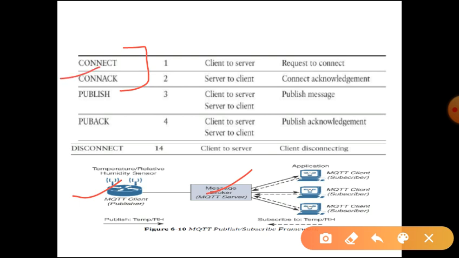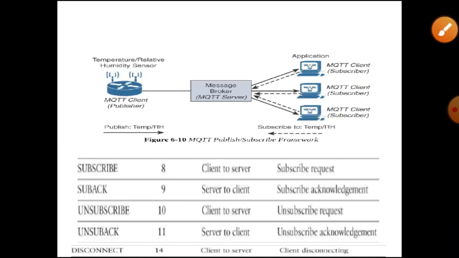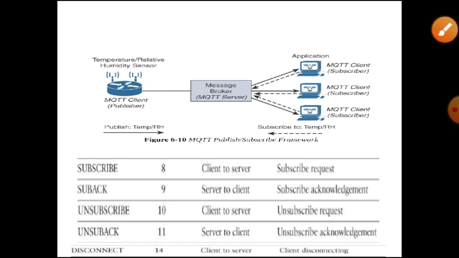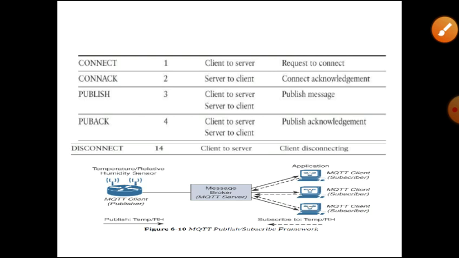Then once it is connected, it can make use of this publish message that contains the data to be transmitted to the broker, and this can be acknowledged. Then we have other messages that are transmitted between the broker and the client, called a subscriber. Again here it has to be connected. In that case, it can make use of these messages, connect and connect acknowledge.